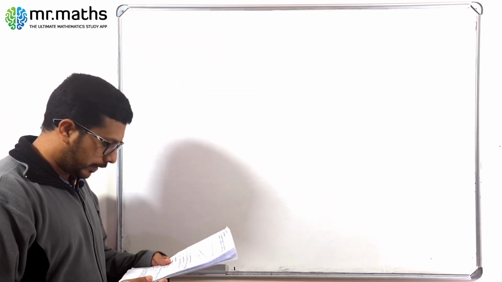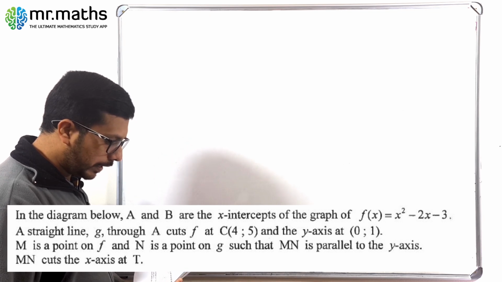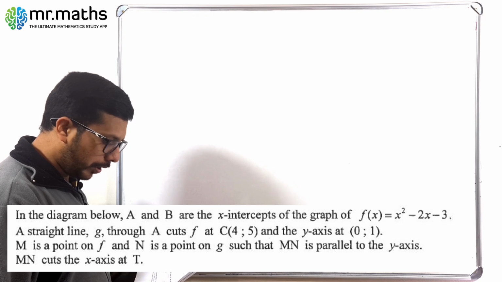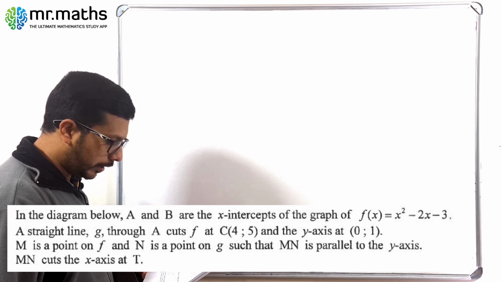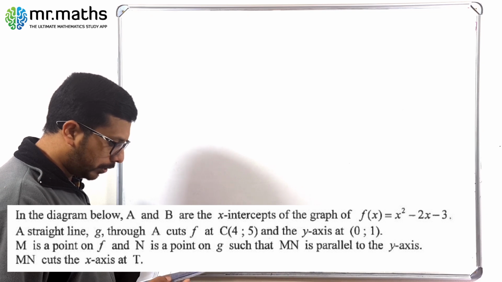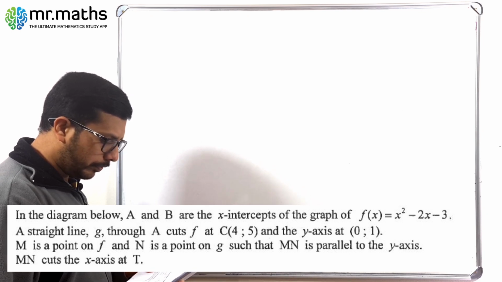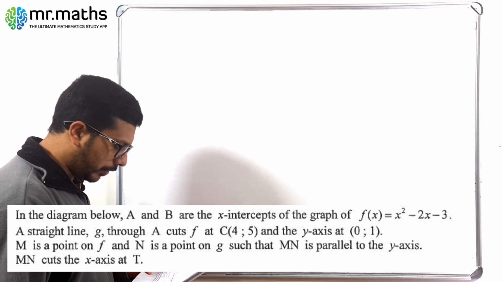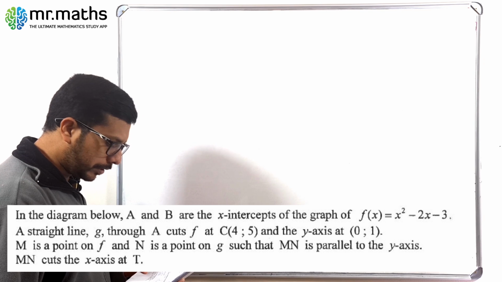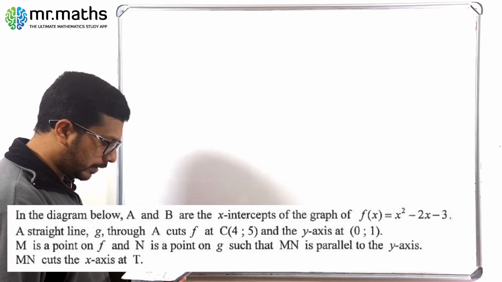Okay, question number 6. In the diagram below, A and B are the x-intercepts of the graph of f(x) = x² - 2x - 3. A straight line g through A cuts f at C (4, 5) and the y-axis at (0, 1). M is the point on f and N is a point on g such that MN is parallel to the y-axis. MN cuts the x-axis at T.